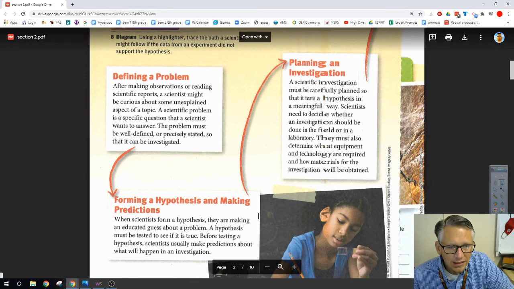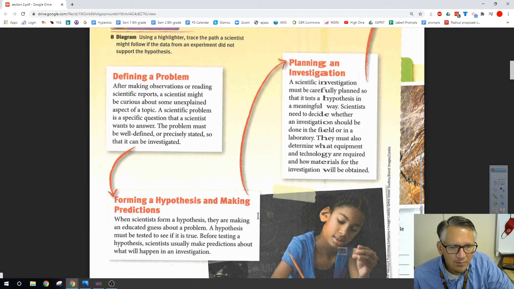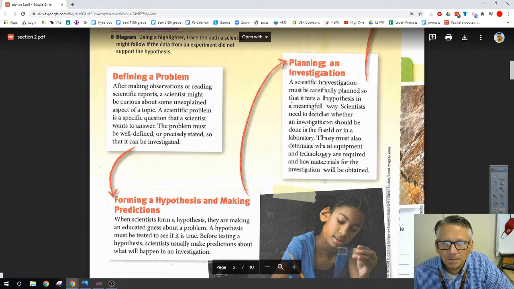Forming a hypothesis and making predictions. When scientists form a hypothesis, they are making an educated guess about the problem. A hypothesis must be tested to see if it's true. Before testing a hypothesis, scientists usually make predictions about what will happen in an investigation.